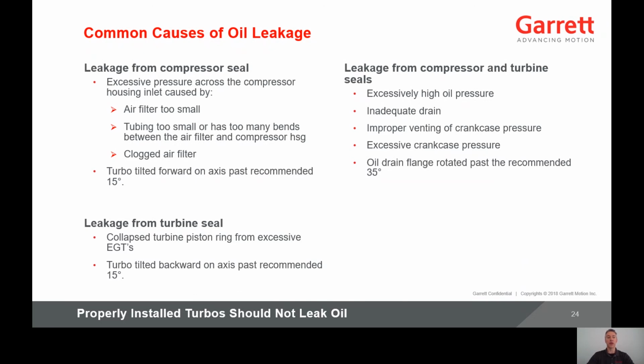Leakage from the turbine seal is caused by a collapsed turbine side piston ring, usually due to excessive exhaust gas temperature, or the turbo is tilted backward past the recommended 15 degrees. Leakage from both sides of the turbo can be caused by excessively high oil pressure, inadequate drain, improper venting of the crankcase, excessive crankcase pressure, or the oil drain flange is rotated past the recommended 35 degrees. If installed properly and the engine is in good operating condition, a turbo should not leak oil.